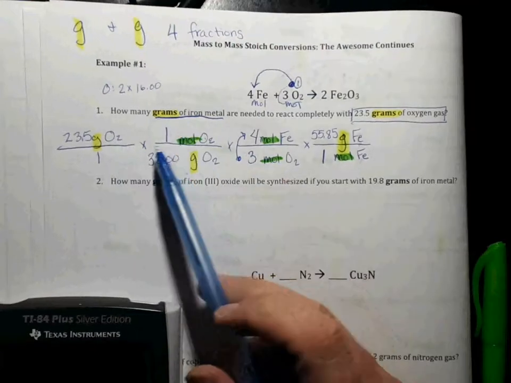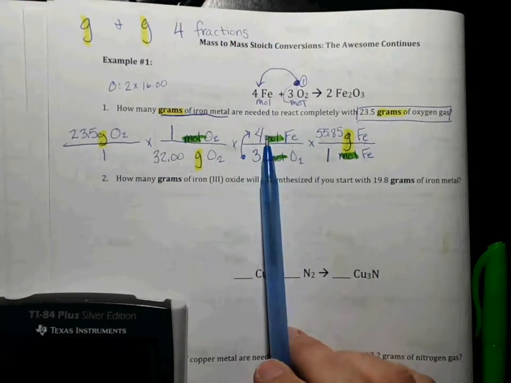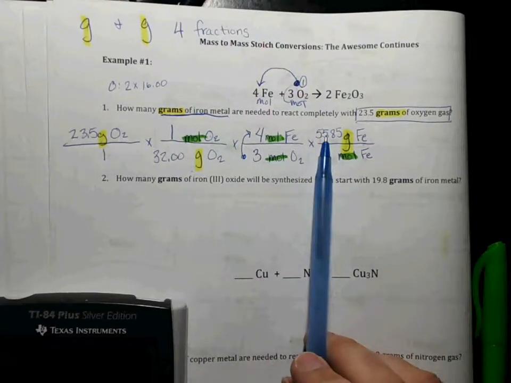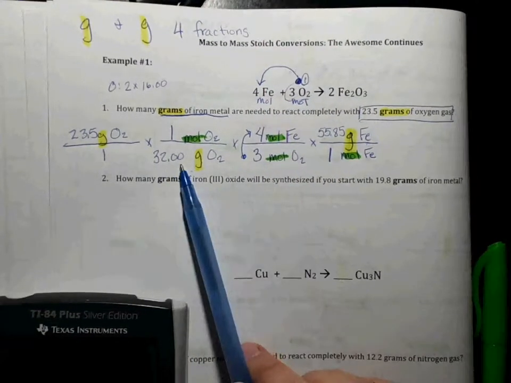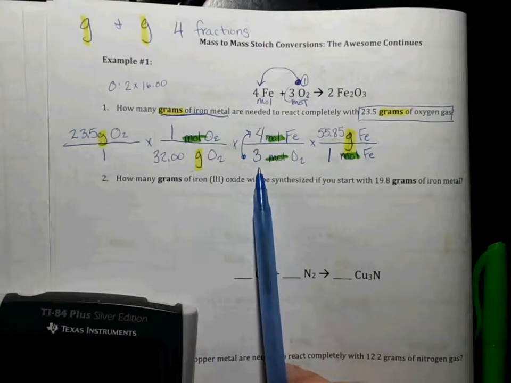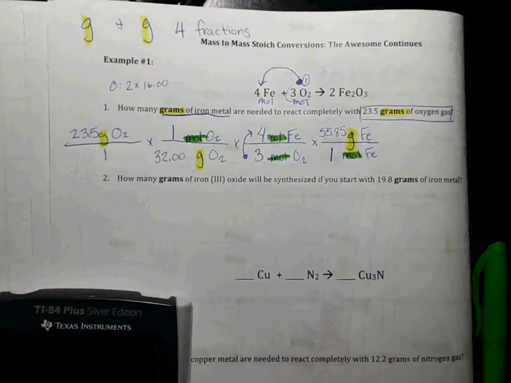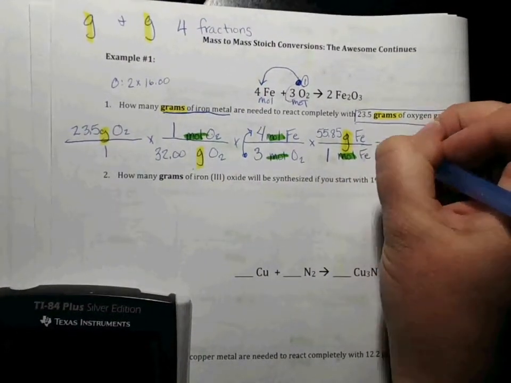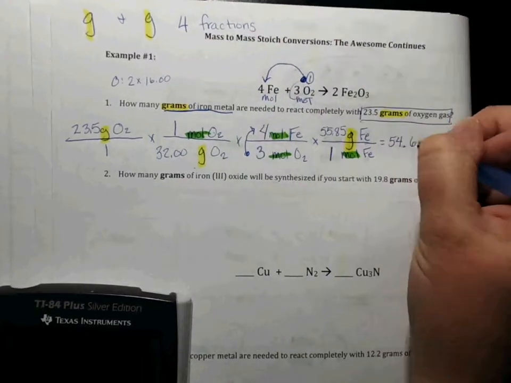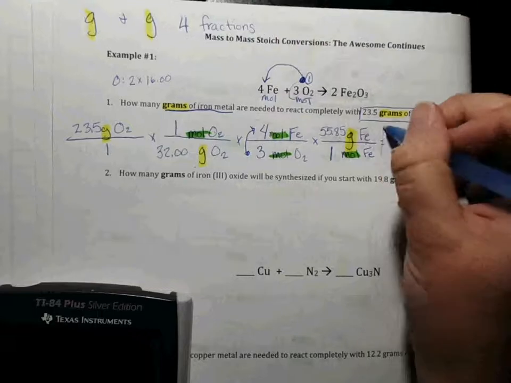Remember, everything on top gets multiplied, so you can type 23.5 times 4 times 55.85. Everything on the bottom gets divided, so you can type divided by 32 divided by 3. You can do that all in one line on your calculator. You don't have to stop and press enter every so often. You can do it all in a row. If you type it correctly, you should get 54 point, and it should round to 69 grams of iron. Nice.